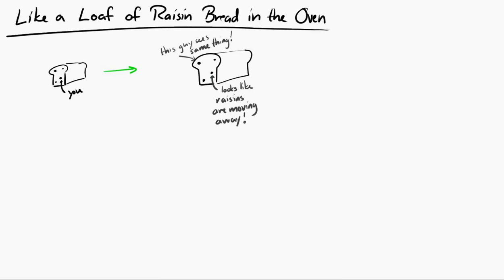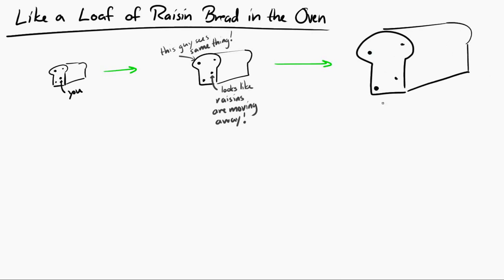Every raisin would see that. And every raisin would see that the further away another raisin is, the faster it's receding. That's a pretty good analogy to what we observe when we look at other galaxies. Now, there are some pretty important differences.